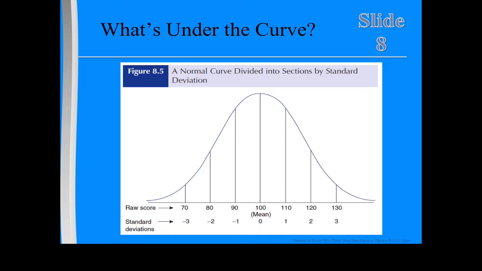In this example, based on a normal distribution with a mean of 100 and a standard deviation of 10, what we would be saying is that nearly 100% of the individual cases in that distribution would fall between a raw score of 70 on the left and 130 on the right. So here we have 70.